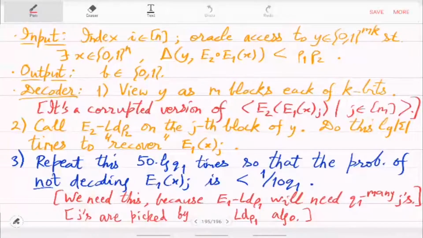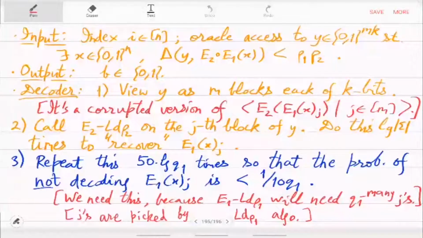Okay. So this will work if in this block the error is less than rho 1 fraction, and since E1 will require Q1 many j's, so you have to access those many blocks. So the error probability also should be made very small. So we actually repeat this process around log Q1 many times, and that will give us E1xj with a very good probability. Okay, so let's do that part.